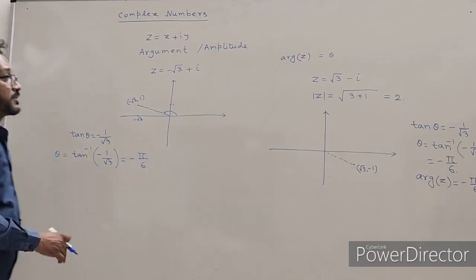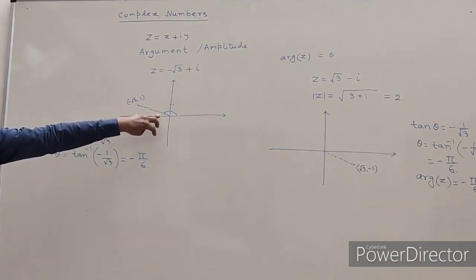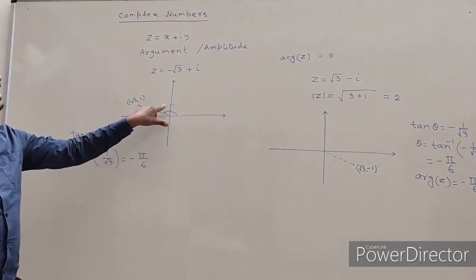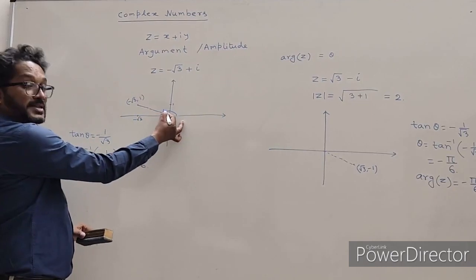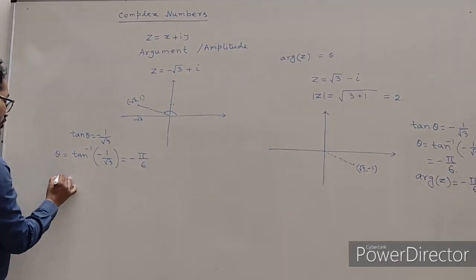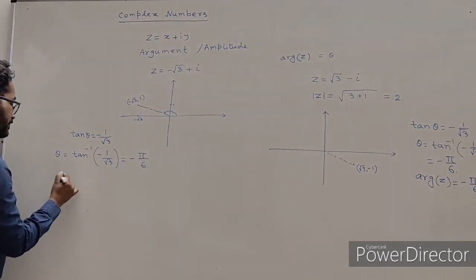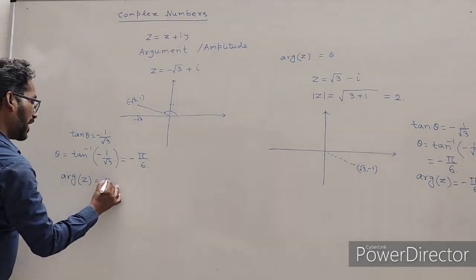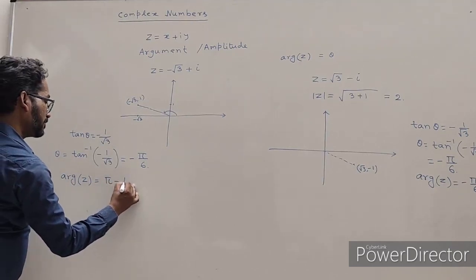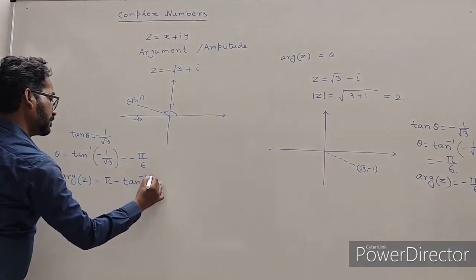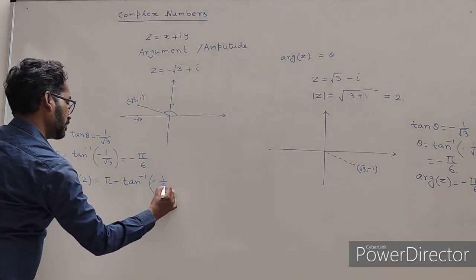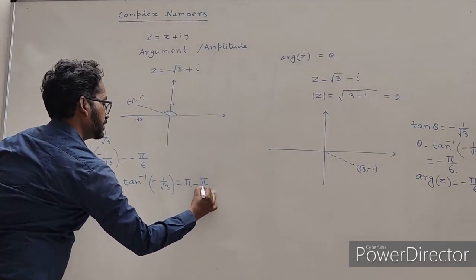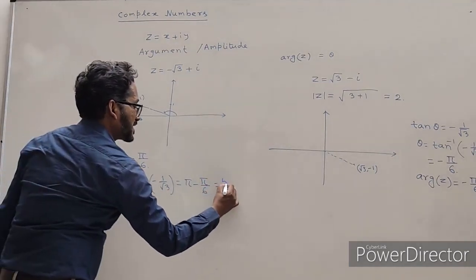But just see the figure, whether the argument is minus pi by 6. That is not true. It should be pi minus pi by 6. This should be the argument that we are considering. So in this case, your argument is pi minus theta, that is pi minus pi by 6, which gives us 5 pi by 6.